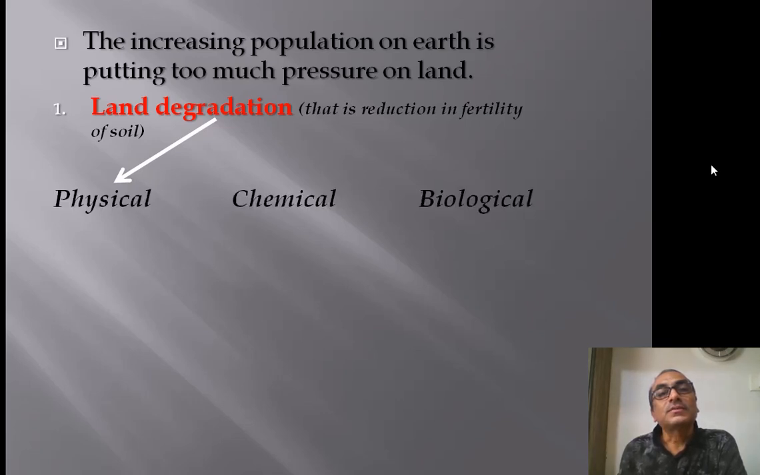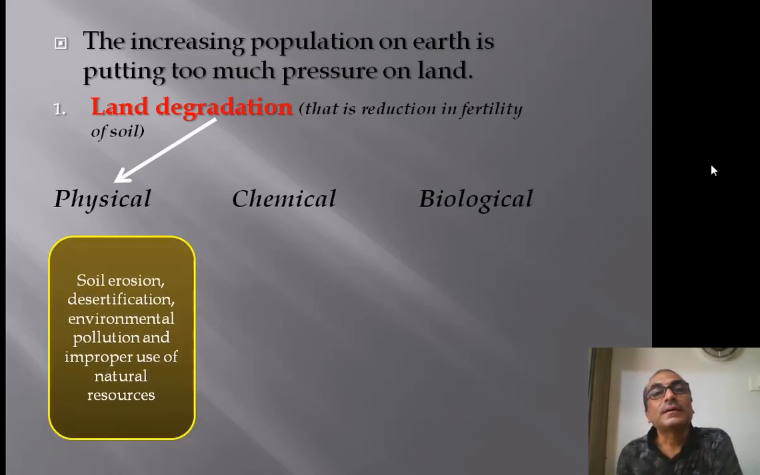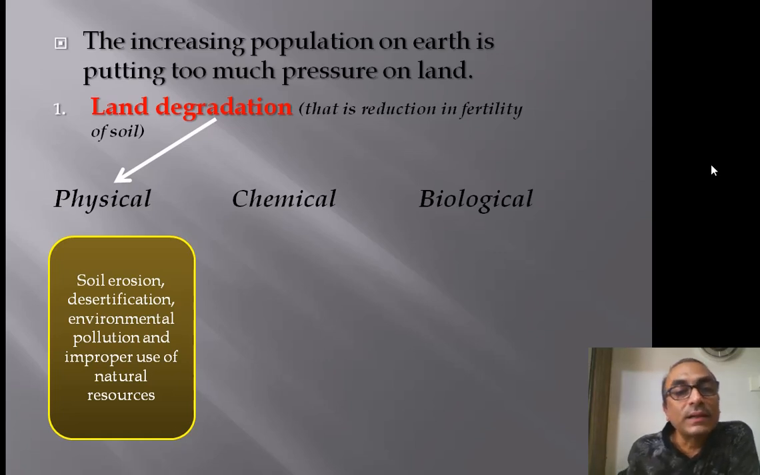Now there are three ways by which it happens: physical, chemical and biological. Let us take up the physical change which is happening to the soil or to the land, which is rendering it a degraded one. That is soil erosion, desertification, environmental pollution and improper use of natural resources. So all these are the physical factors, what we call.